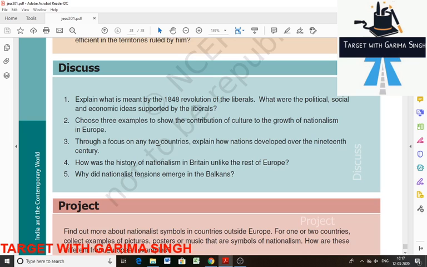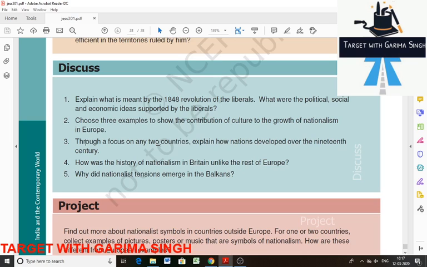Then third is the unification with the help of armies. After the failure of revolution, the process of German and Italian unification was continued by the aristocracy and the army. Germany was united by Prussian Chief Minister Otto von Bismarck with the help of the Prussian army and bureaucracy. The German Empire was proclaimed in 1871.